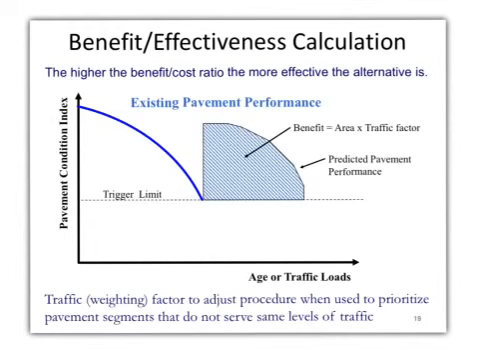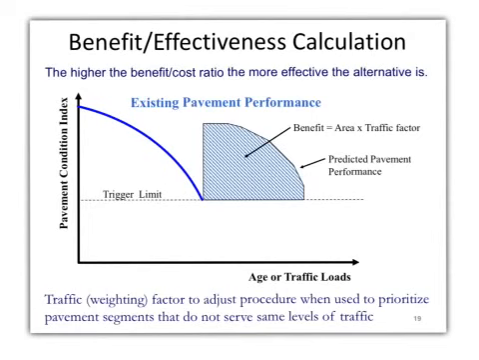This is another schematic for the benefit effectiveness calculation. So what we're saying again is the higher the benefit-cost ratio, the more effective that alternative is. So here, as you can see, this is an existing pavement condition, and it looks like the jump here happened because we did a major rehabilitation.